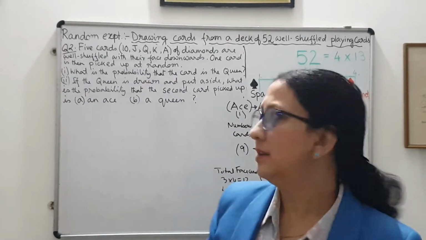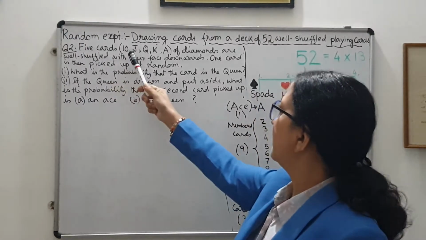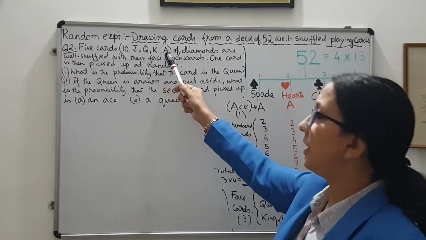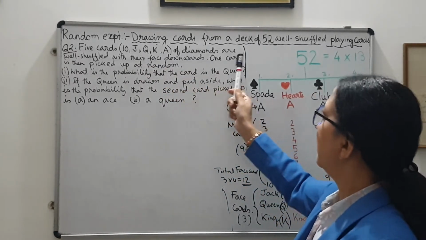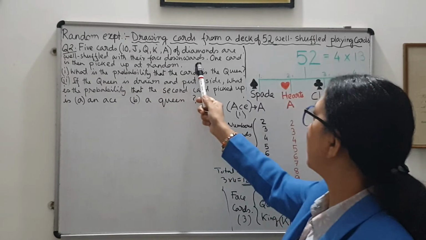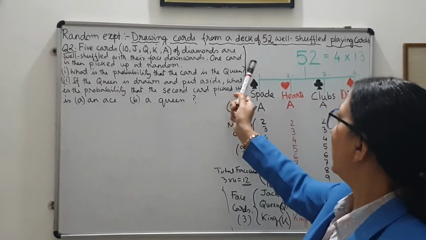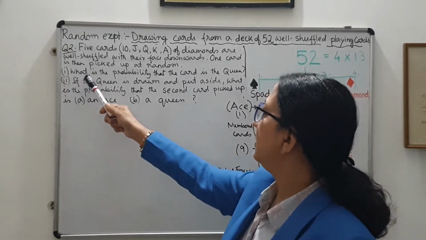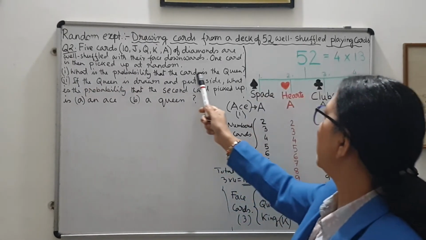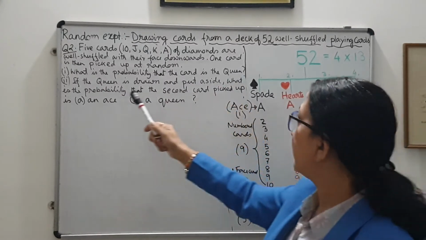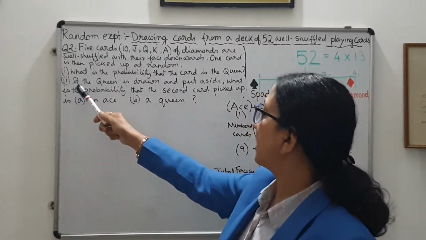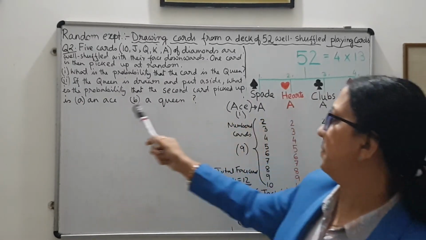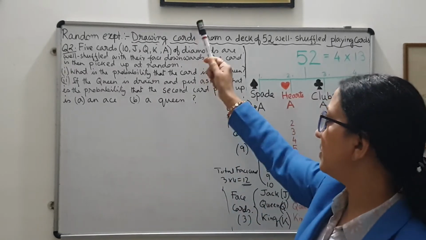So the next question I've taken is that 5 cards, 10, Jack, Queen, King and Ace of diamonds are well shuffled with their faces downwards. One card is then picked up at random. Then you have to find the probability. What is the probability that the card is the Queen? And then what is the second part? If the Queen is drawn and put aside, then what is the probability that the second card picked up is an Ace? So this is the question.